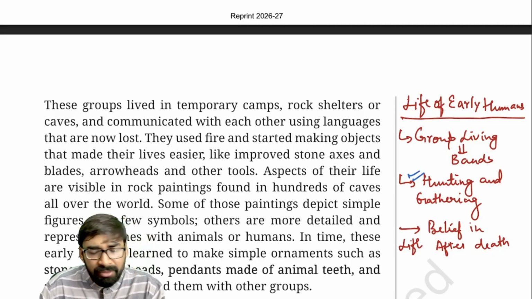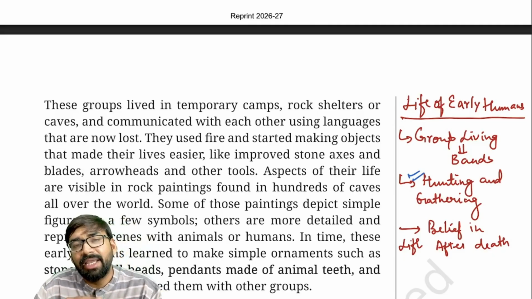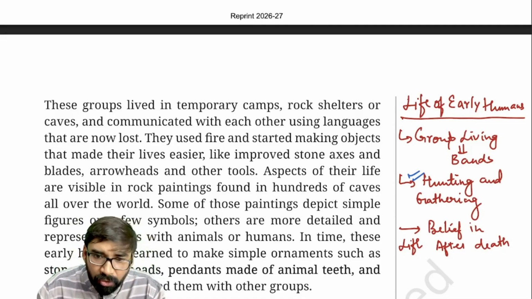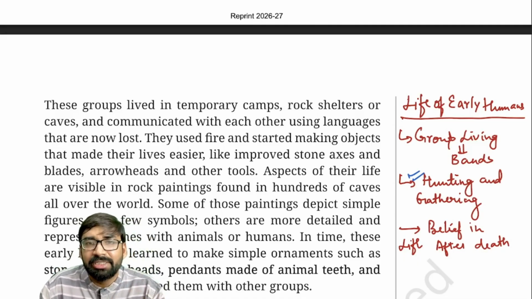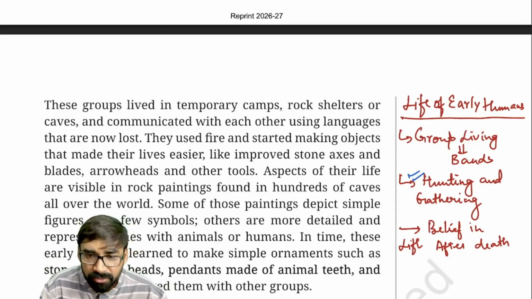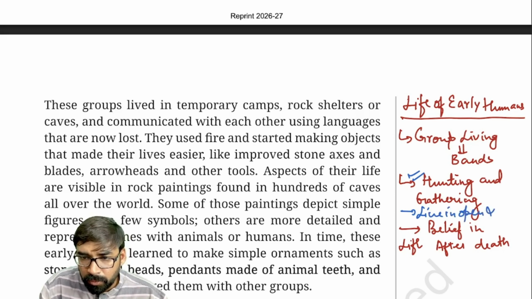ये याद रखिएगा. What is hunting and gathering? Collecting edible plants and fruits, etc. Then another important thing was how they used to seek shelter. They used to either live in the open or inside the caves. है ना? Live in open and in caves. ठीक है.